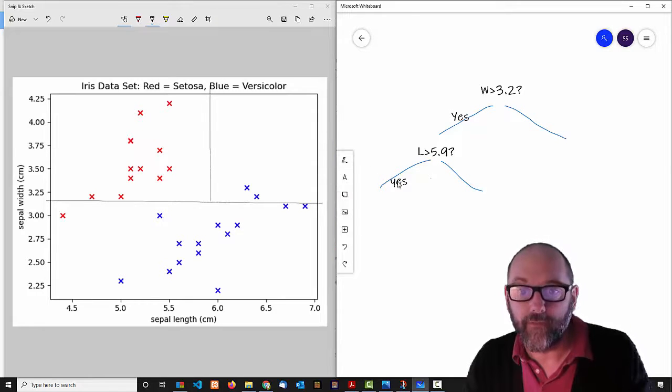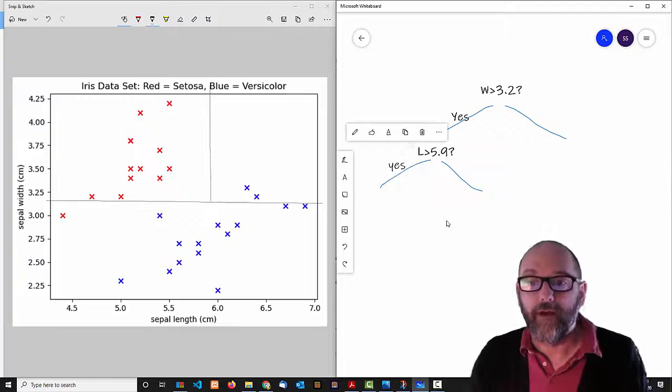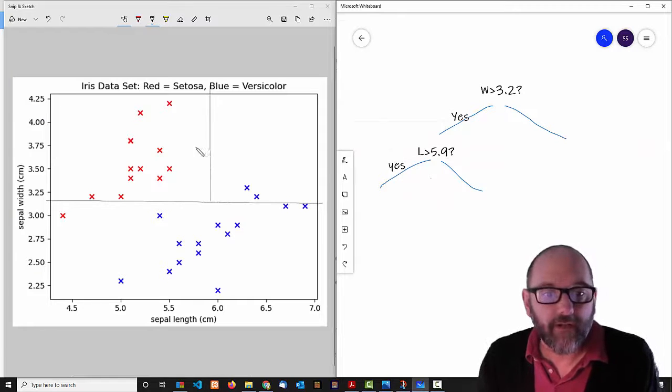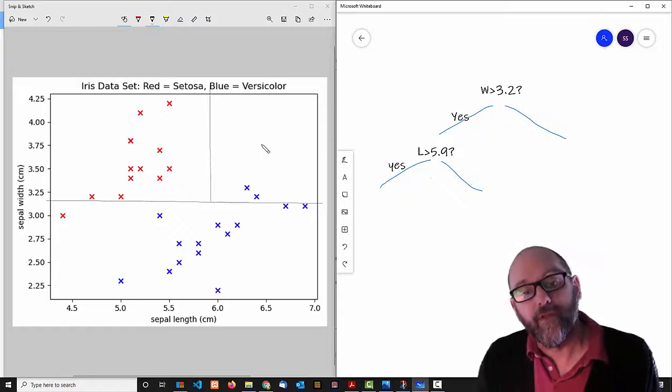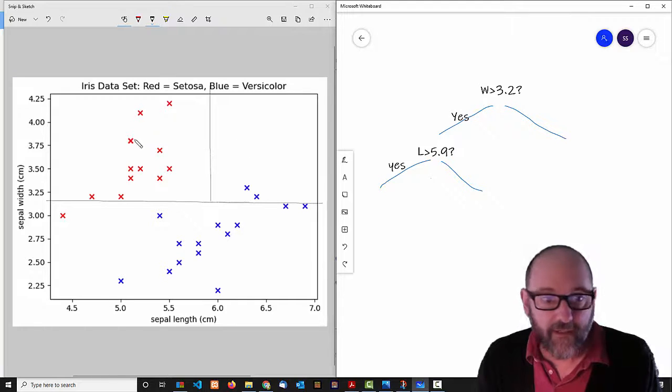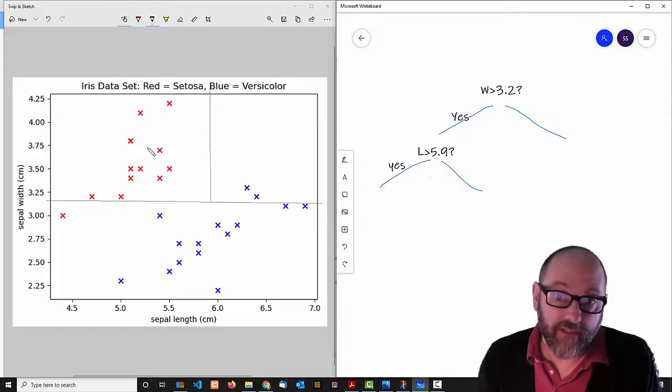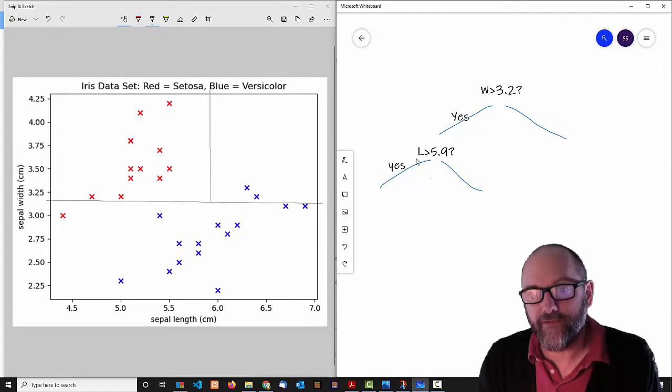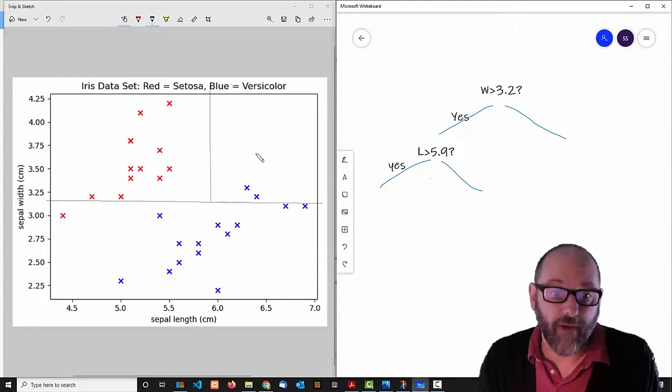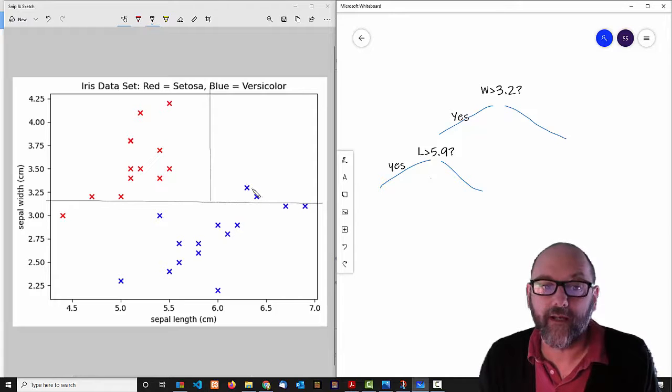Okay, so let me move this up. Alrighty. So let's take a look at this left-hand side here. Now we recursively call the algorithm on the left-hand side. It's a bit confusing because the left-hand side of the tree, where it's greater than, is actually the right-hand side of the data. It's this data over here. If it's greater than 5.9, we're in this data.